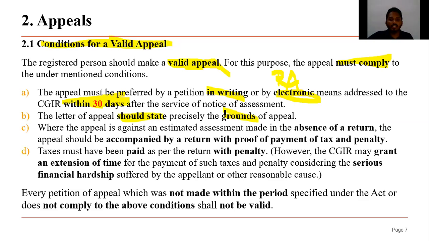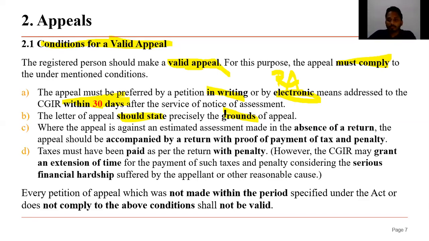Then there may be a bad debt, and then again you need to support how the bad debt came about, with the bad debt supportings and any other documents internally in order to prove that bad debt. So that kind of thing is required. The grounds of appeal is very much important when you are making an appeal.